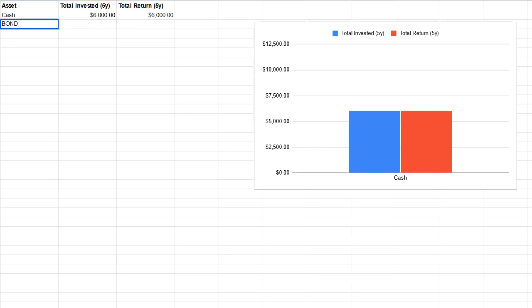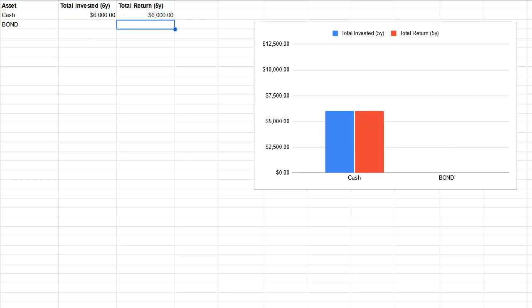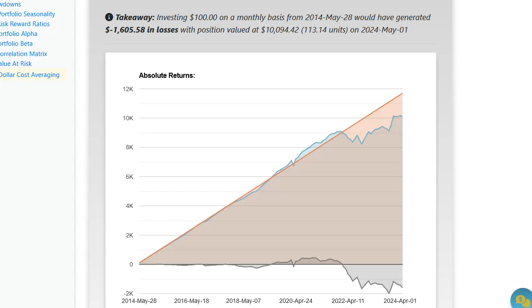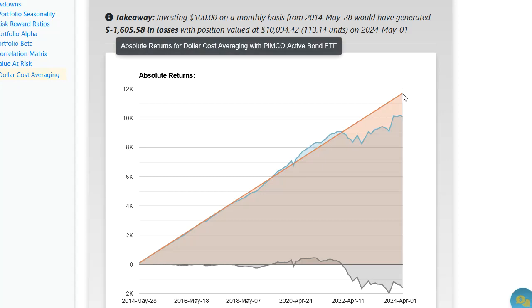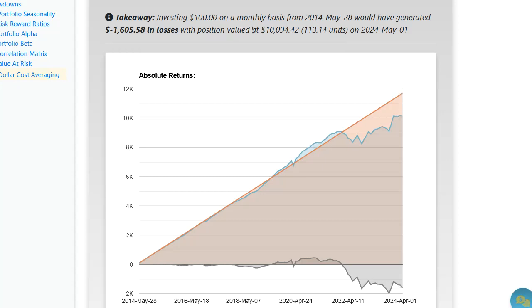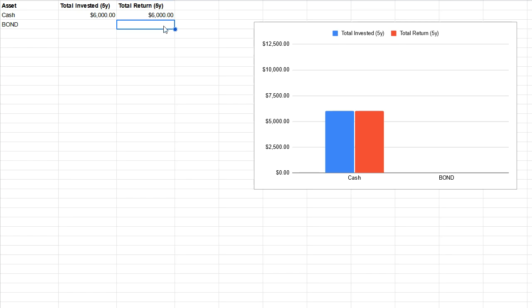Okay, so with bonds, maybe let's not call it a return. It's just the asset value, right? So the position is valued at 10,094. So let's put in 10,094 here. And what would we have invested in cash?